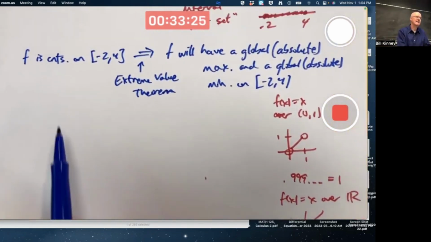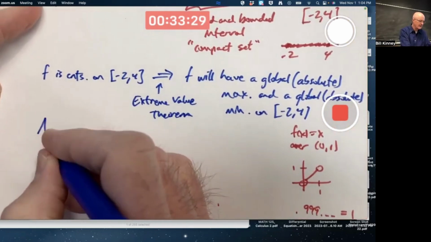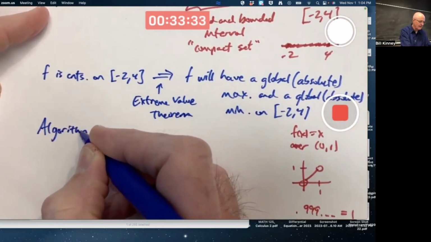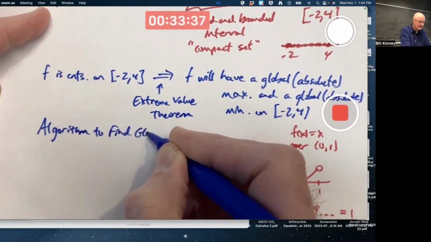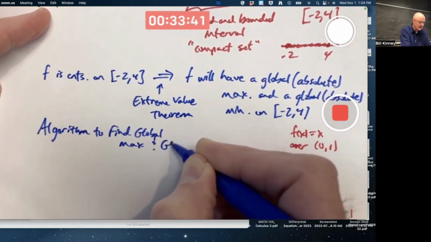How do you find the high and low points? The algorithm is this. This is the algorithm or method to find the global max and global min.